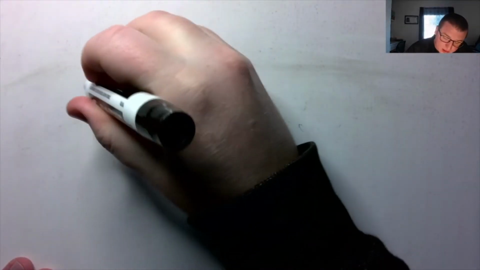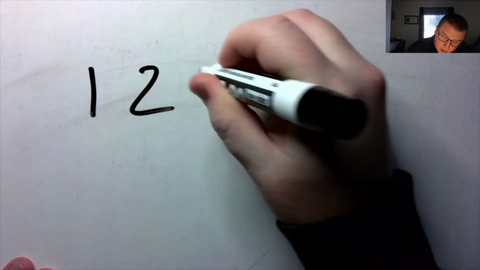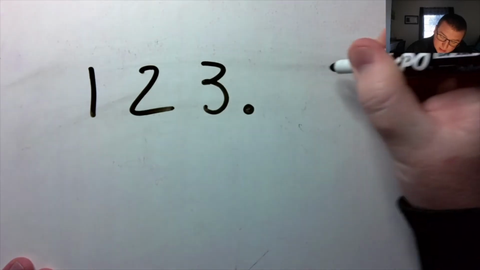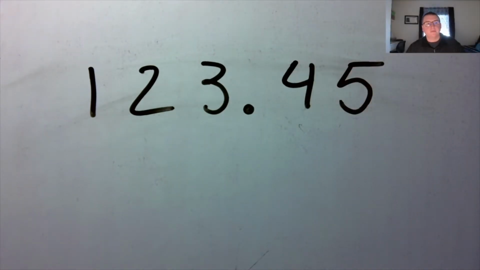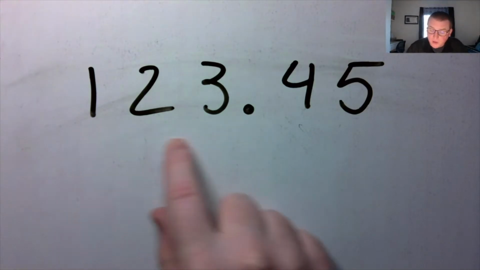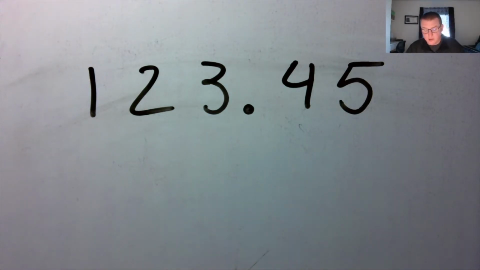So let's go ahead and erase this, and let's write down just a random number. Let's just do 1, 2, 3, and then 4, 5, right? So we have 123 and 45 hundredths, or 123.45.